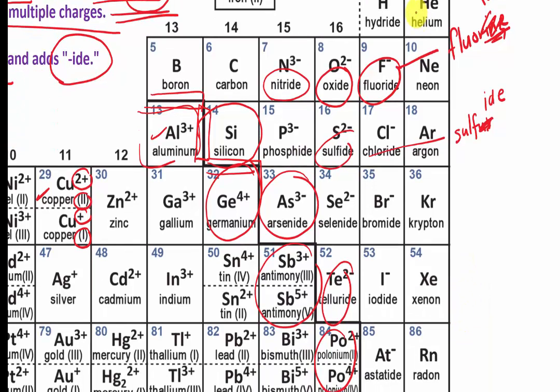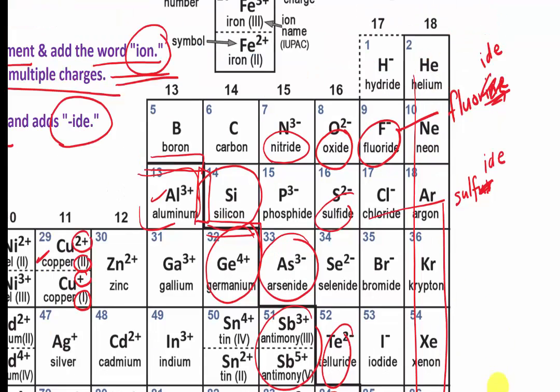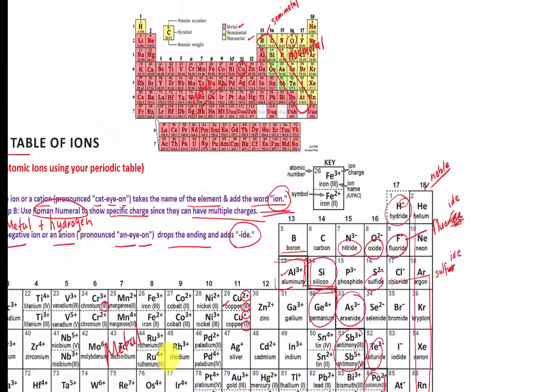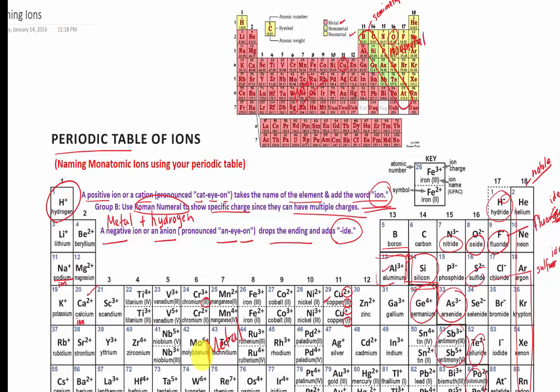Why don't I have ions for this group? Remember, this is the noble gas. It is stable already, so it doesn't form ions. And if we look at this one right here, we should know right away, this is a hydrogen that has gained 1 electron to be stable. That's why it has a negative charge right there. So if we zoom out, which element would form a negative ion? It is a nonmetal plus hydrogen that has gained 1 electron. And that's it. That's how you name ions.